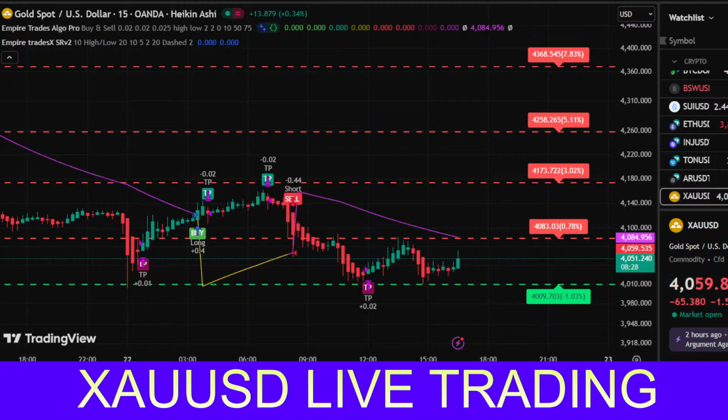Furthermore, keeping abreast of global economic events and geopolitical developments is vital. Gold prices are highly sensitive to macroeconomic indicators, central bank policies, inflation rates, and geopolitical tensions. By staying informed about these factors, traders can anticipate periods of high volatility and adjust their trading strategies accordingly. For instance, during times of economic uncertainty or political unrest, gold often sees increased demand as a safe haven asset, leading to significant price movements.